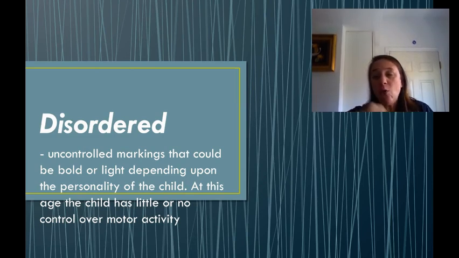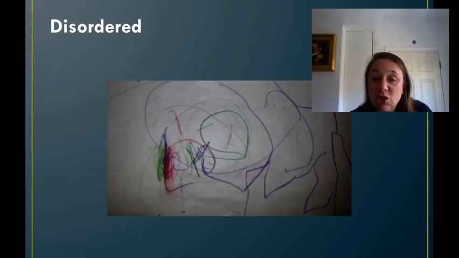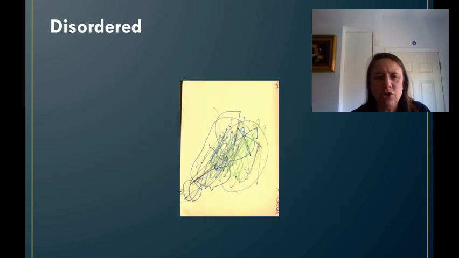Also, how hard they're holding the crayon or the marker. And this is just making movements. They're not necessarily realizing that it's even going to end up in anything. So this is an example of some disordered scribble scrabble. And this is frequently what you see with very little children.